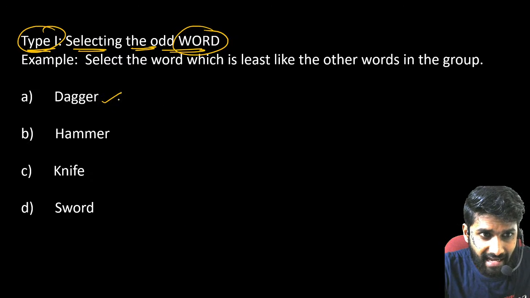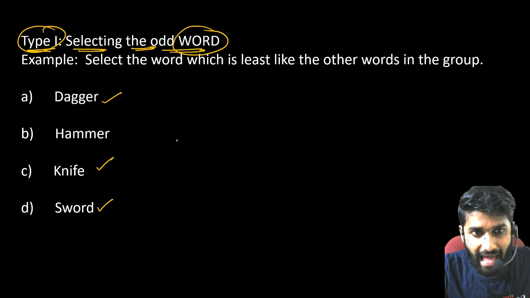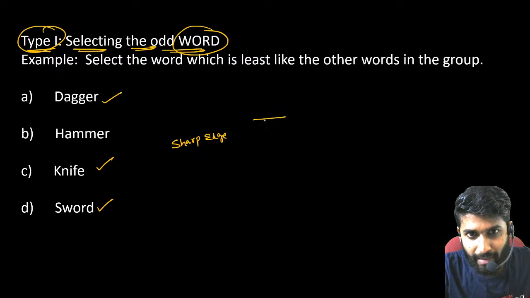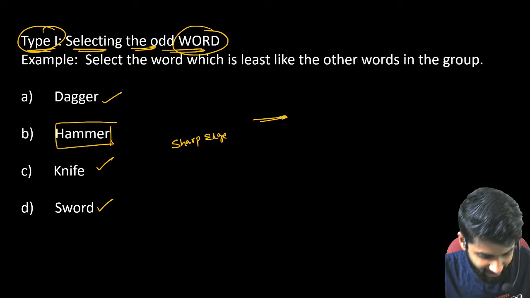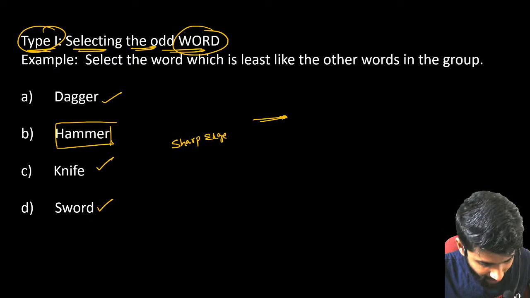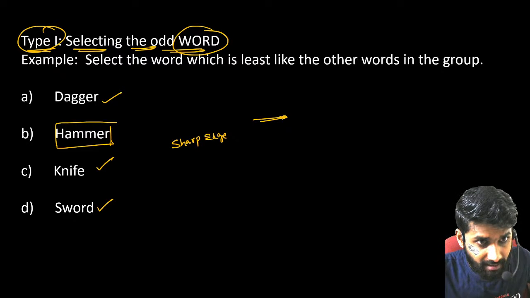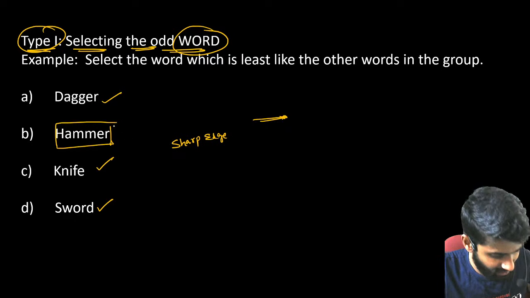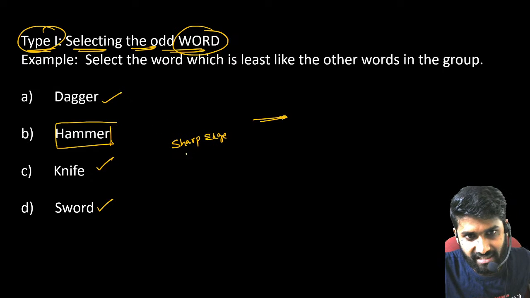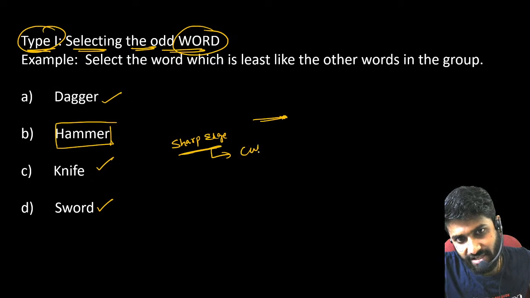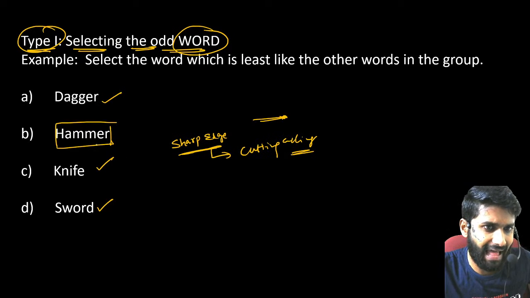Guys, see, the dagger, knife, and sword have sharp edges, Nana. They are pointed, except the hammer. So the hammer is a completely different word. Hammer is the correct answer, Nana. Here all are sharp-edged with a cutting action. There is a sharp edge and a cutting action except for the hammer. That's why the odd one out is the hammer.